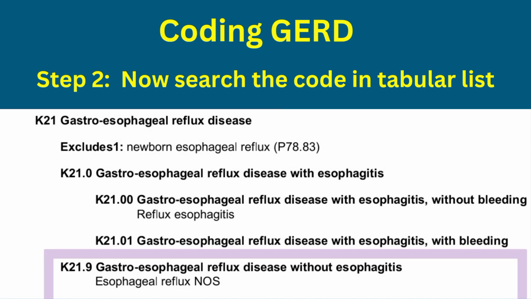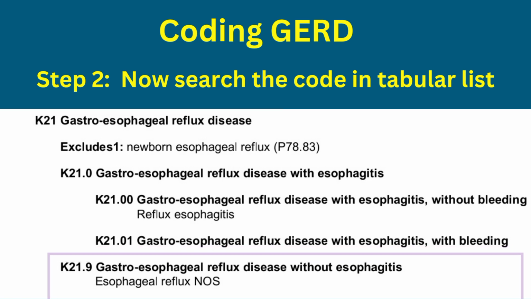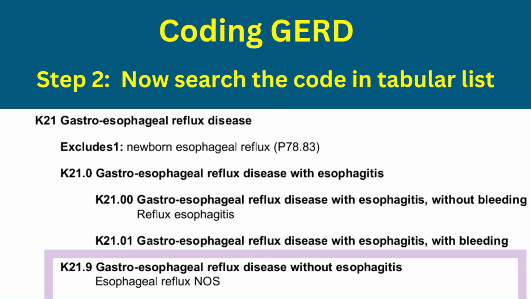In the tabular list, we are finding the K21.9 code. The description of it is gastroesophageal reflux disease. So it is not further expanded. So we can take this code as GERD.